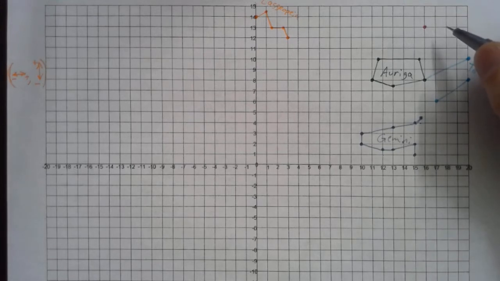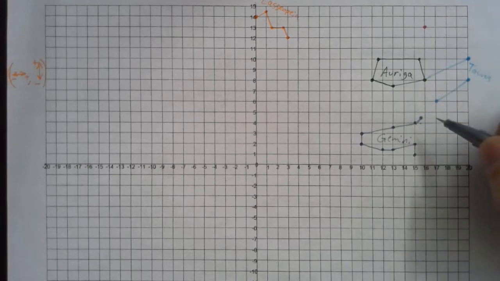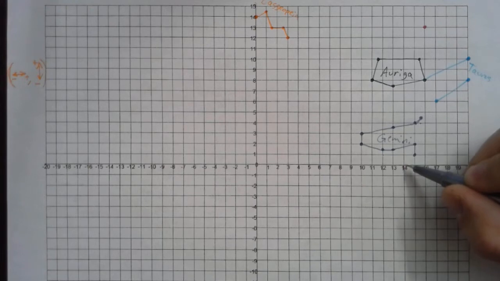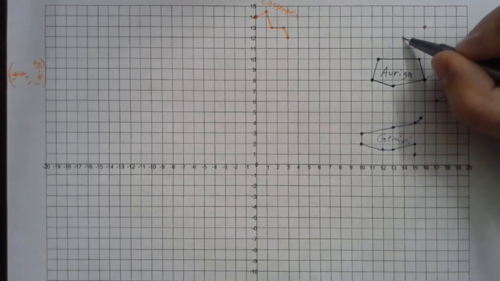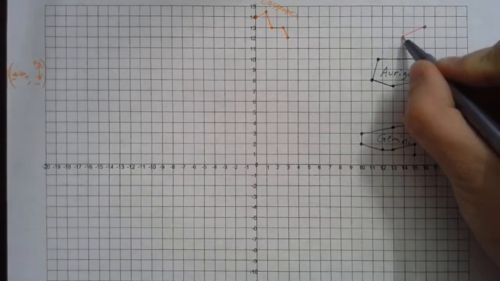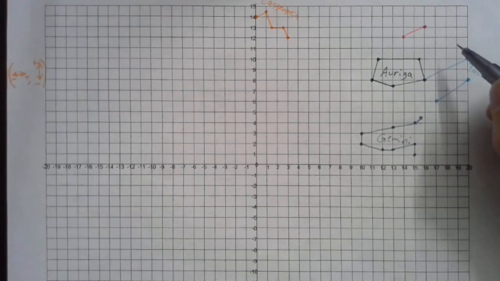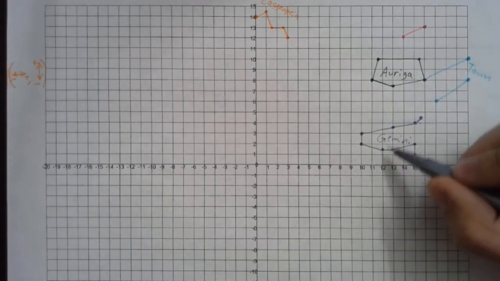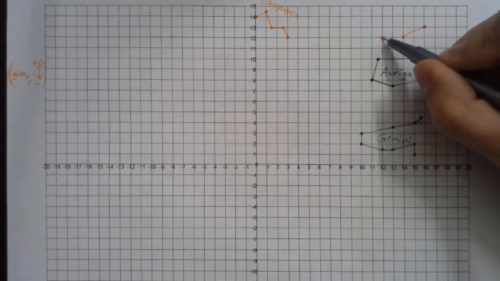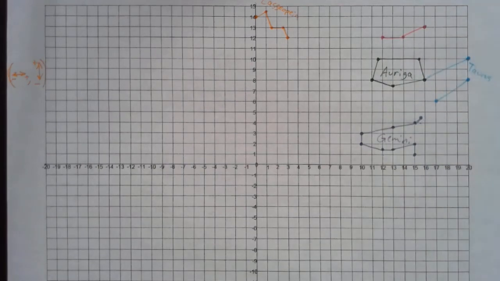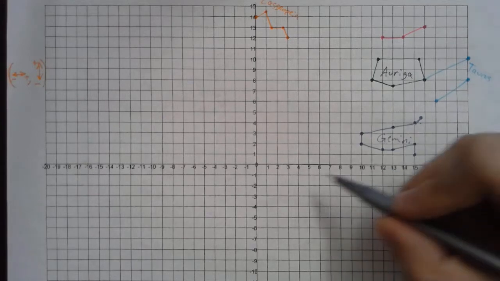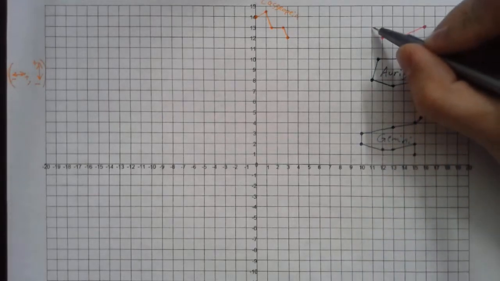Followed by, let's see, the next one is going to be 14, 12. So 14 over and 12 up. Connect those. Next up is 12, 12. So 12 over, 12 up. The next point will be 11, 13. So 11 over and 13 up.